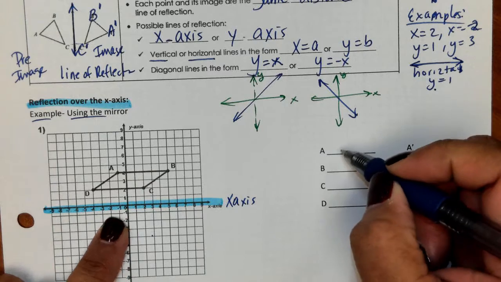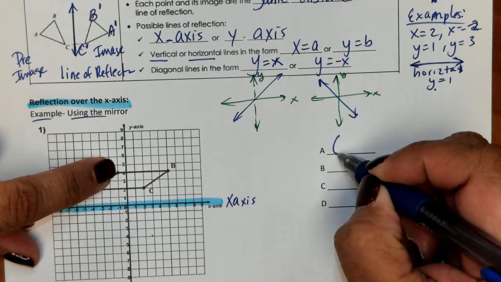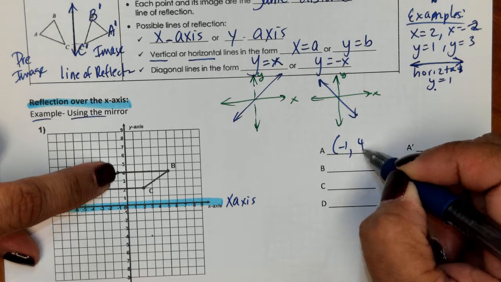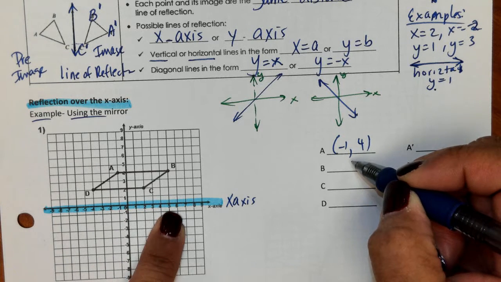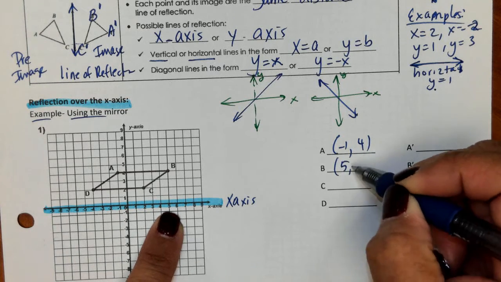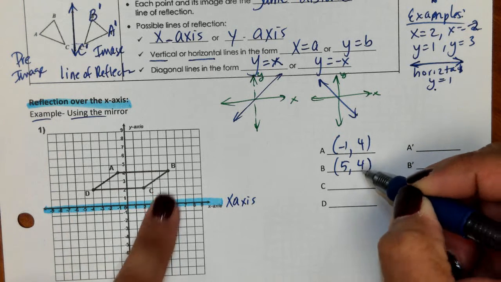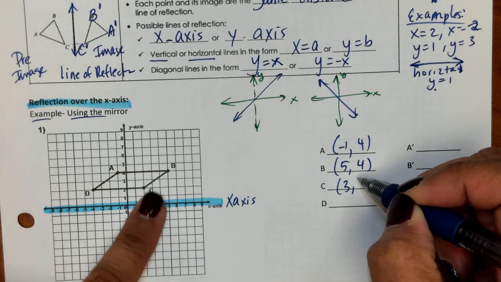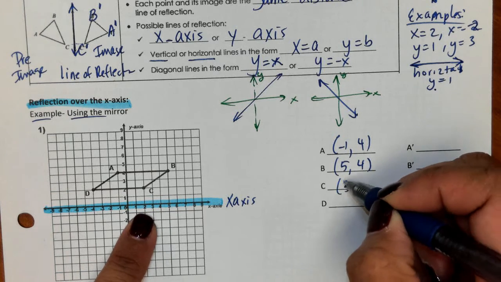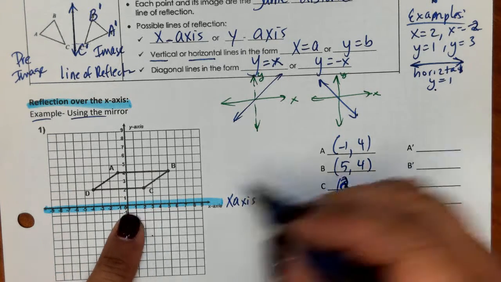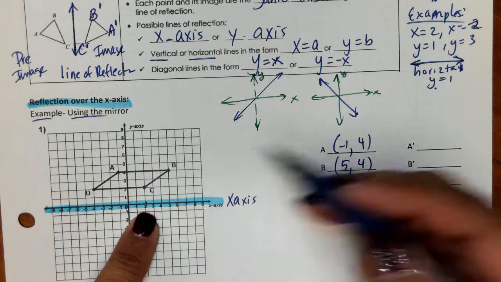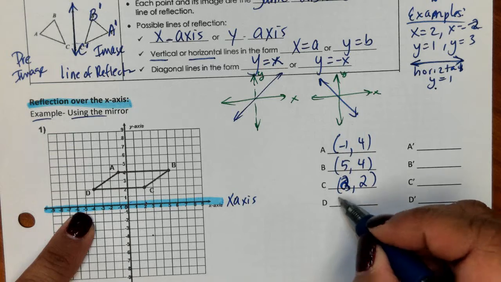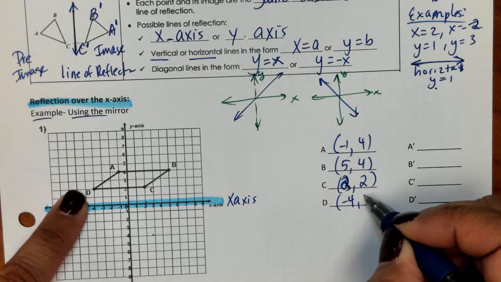And I'm going to go over here and get to the A. The A is (-1, 4). What's B? (5, 4). C, 3 to the right and up. Whoops, 2 to the right. Kind of got a little ahead of myself. 2 to the right and up 2. So it's (2, 2). And D is (-4, 2).